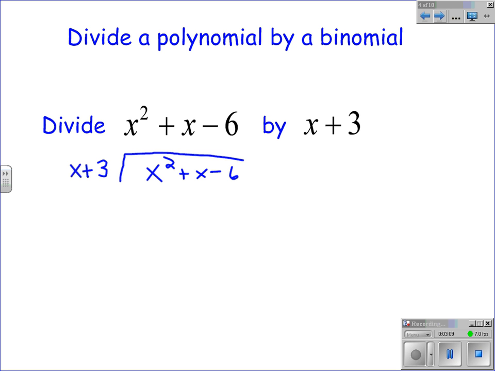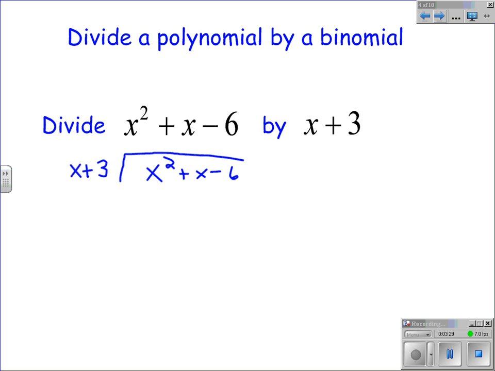First of all, your polynomials have to be in order from highest degree to lowest degree. So if they're not that way, you need to rewrite them so that they are. As x squared plus x minus 6, highest degree down to lowest degree. x plus 3, highest degree down to lowest degree. Everybody understand that idea first.